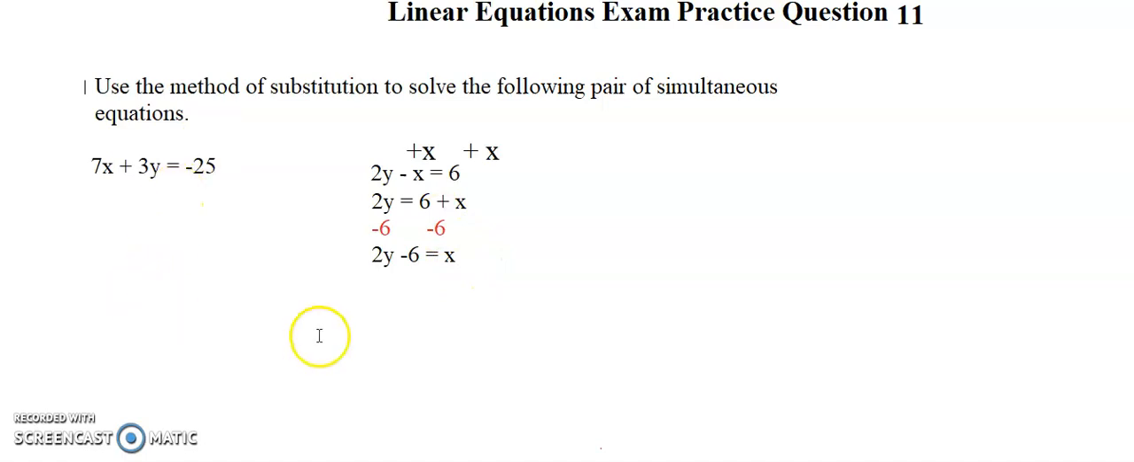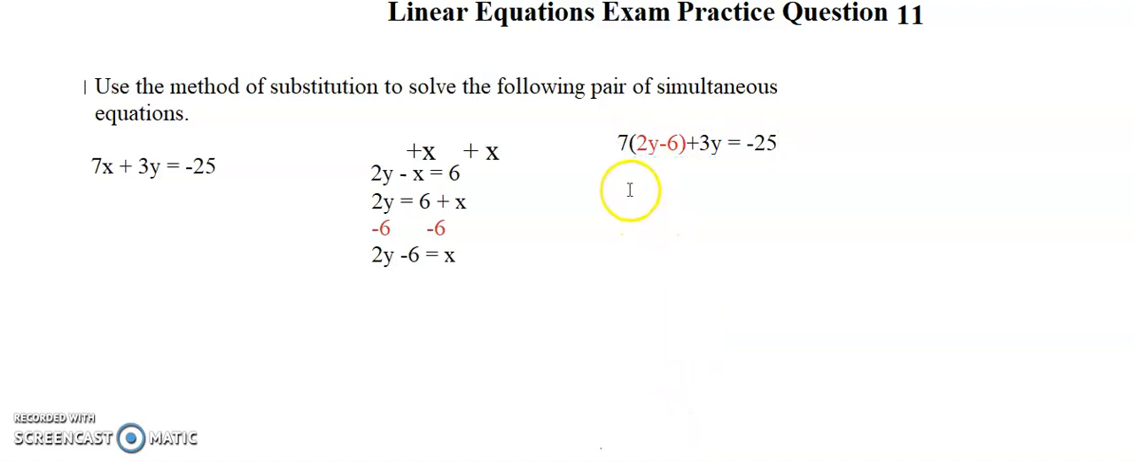Now all I need to do is rewrite my first equation, but whenever I have x, I put in 2y take away 6. Okay, so now I've got that. I'll keep finishing that off. So I've got plus 3y equals negative 25.